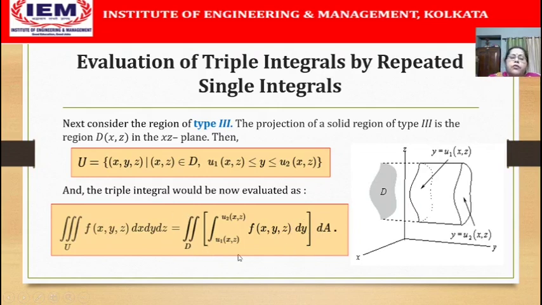And the final formula will be, of course, repeated 3 single integrals when we will evaluate this double integral as repeated single integrals. So we have seen essentially all the formulae on how to evaluate triple integrals in type 1, type 2 and type 3 regions. The problems to see how to evaluate such triple integrals will be taken up in the next lecture session.